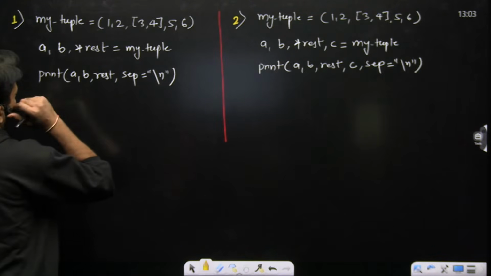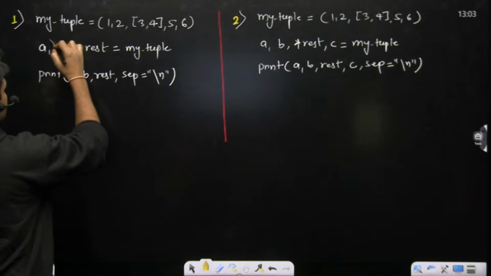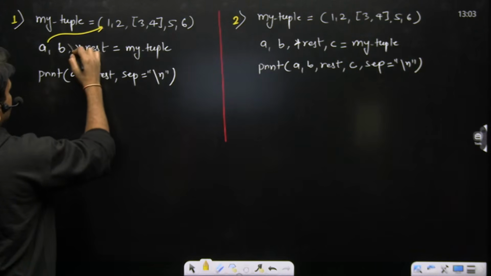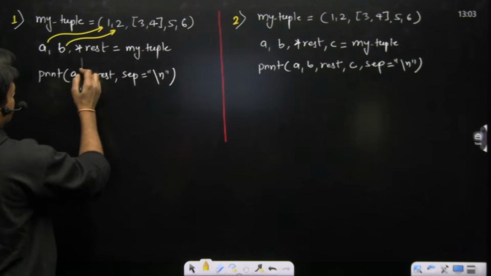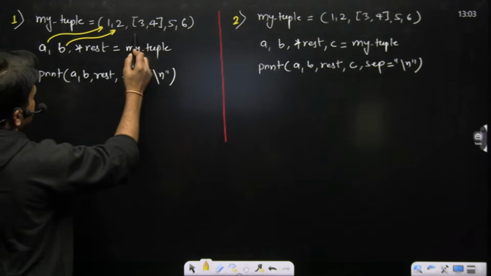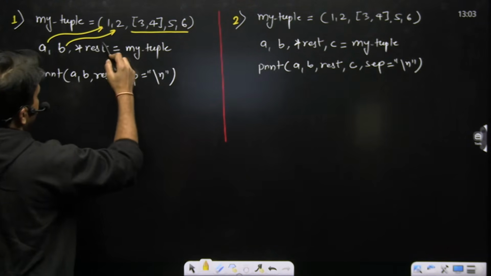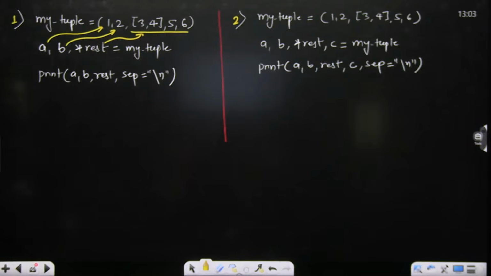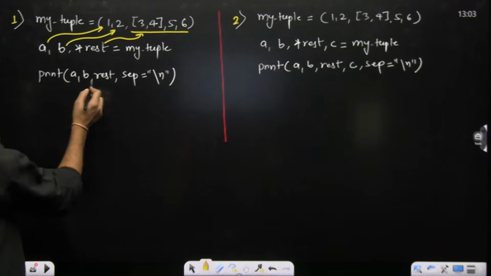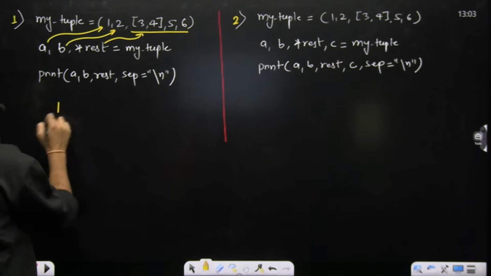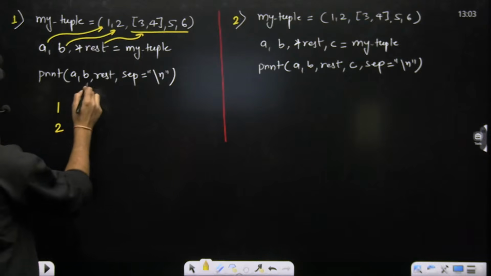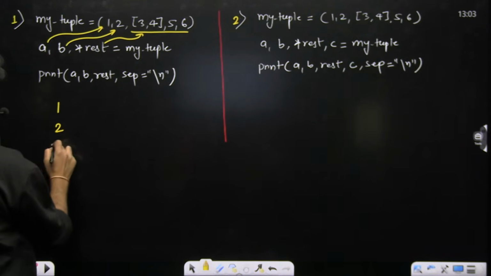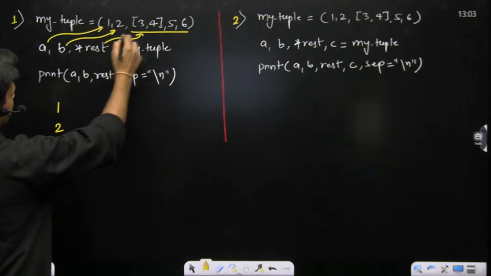So this is tuple unpacking, my tuple, this reference. A is 1, B is 2, and all the rest become the rest. This is due to the star operator, so it becomes a list. So what does it print? A equals 1, B equals 2, and rest is printed as a list of all the remaining values.